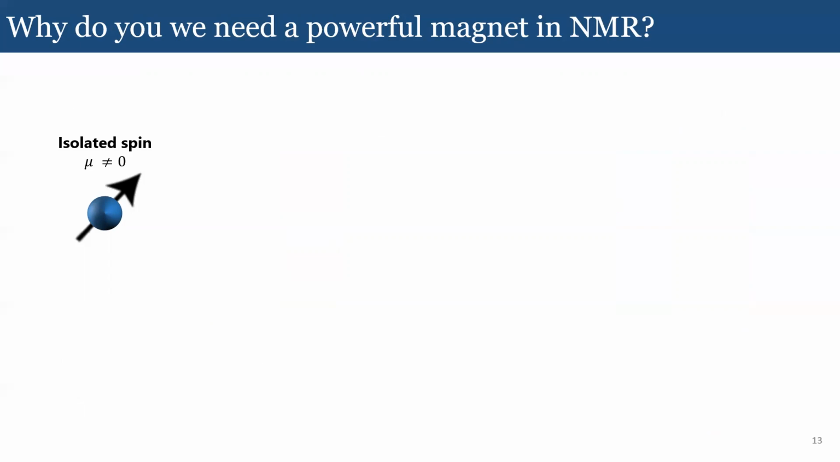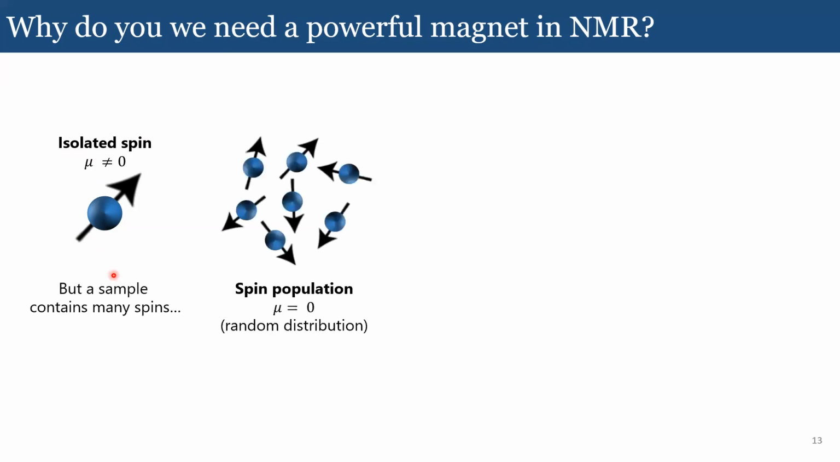Now I just want to explain why you, from the beginning, need to put your sample in a powerful magnet. Up until now, we've only talked about an isolated spin, right? Since I was explaining the concept. If your spin possesses a non-zero magnetic moment, which is denoted mu, that means that it's an NMR active spin, and you can do NMR on your sample. But a sample, in fact, is not just one spin, and it's usually a much better description to consider a spin population.